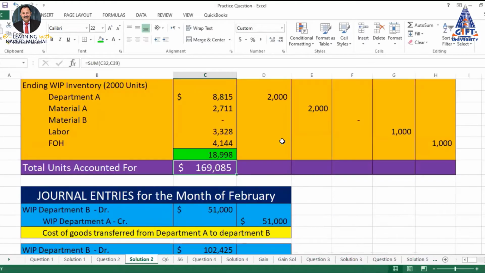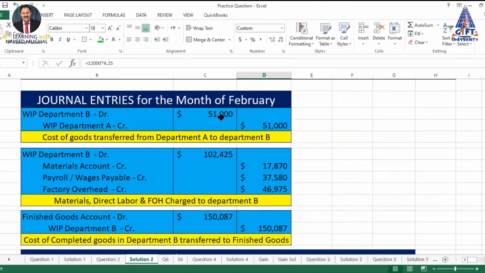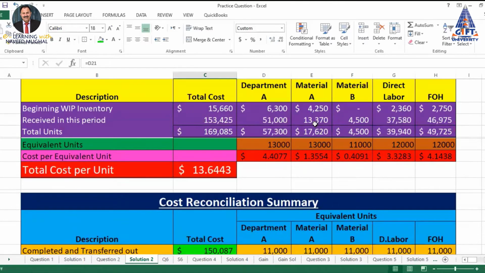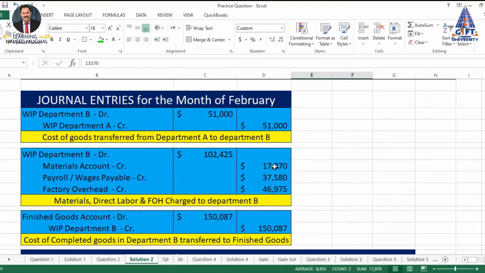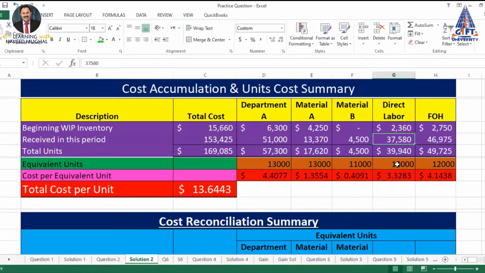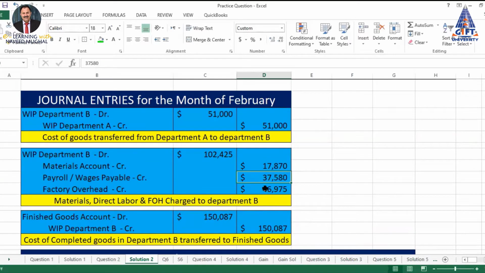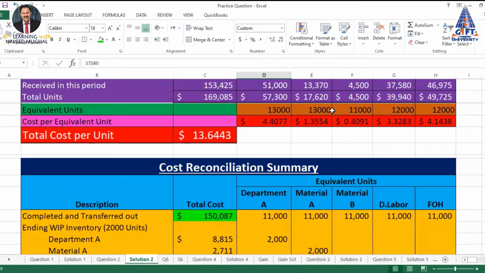However, you may have the total of these costs. There is 51,000. We use this 51,000 over here. This is the total, that is 17,870. We have used this 17,870, and 37,580 is used over here. So in this way you can get all this entry information from your above tables.